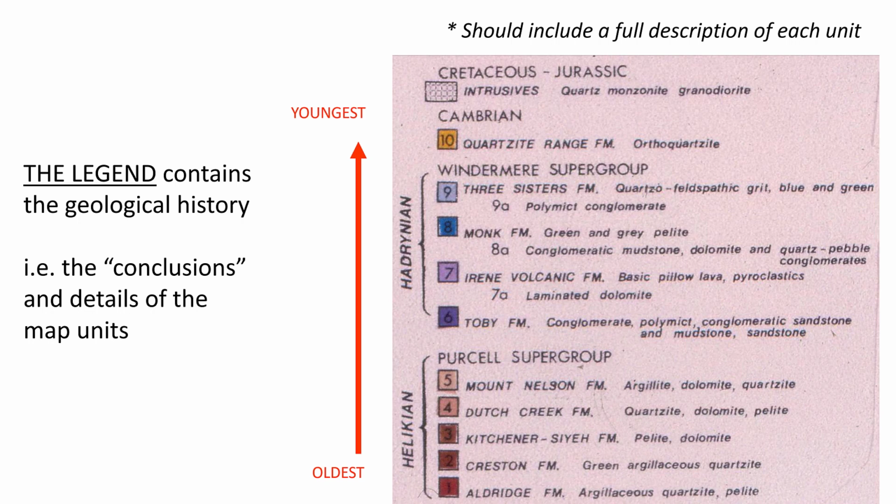The legend contains the geological history in summary, basically, or another way of putting that, the legend shows the conclusions and details of the map units. In this example, here's a full legend again, showing oldest to youngest from bottom to top. This is a bit of a shorthand example, but the map legends that you create should include a full description of each unit, not just the names of the rock types.